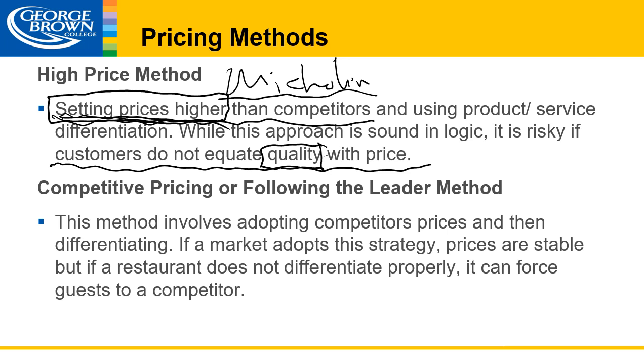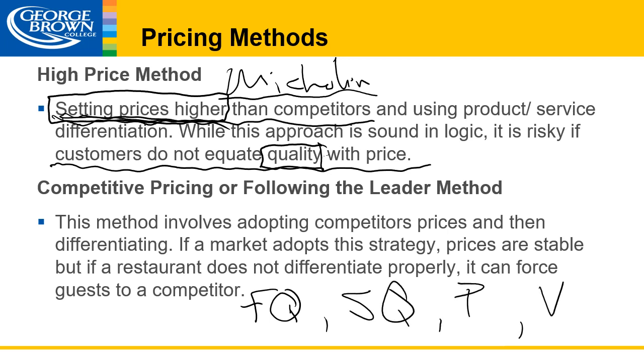This, because value has gone up while the prices stayed the same. So I'm going to write this down here: food quality, service quality, price, and value. So let's say we priced similar to our competition, so price doesn't change. Let's say our food quality went up, our service quality stayed the same.